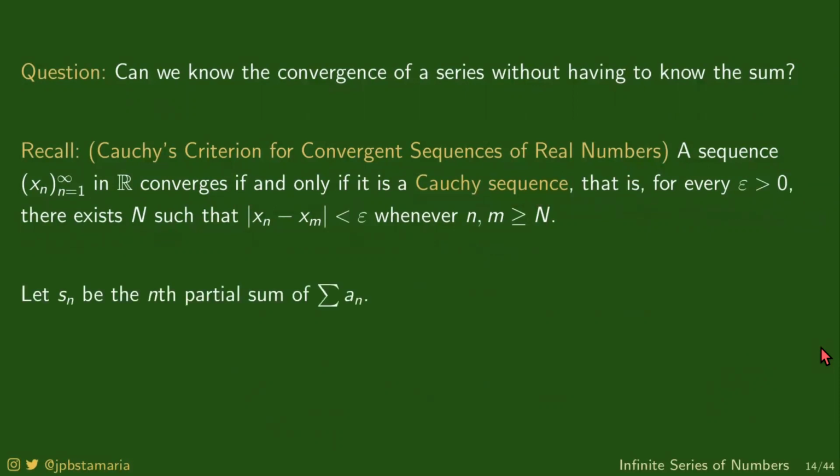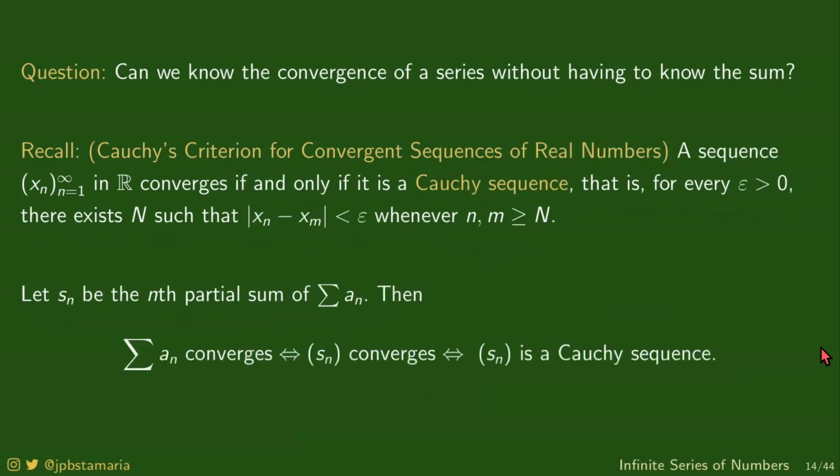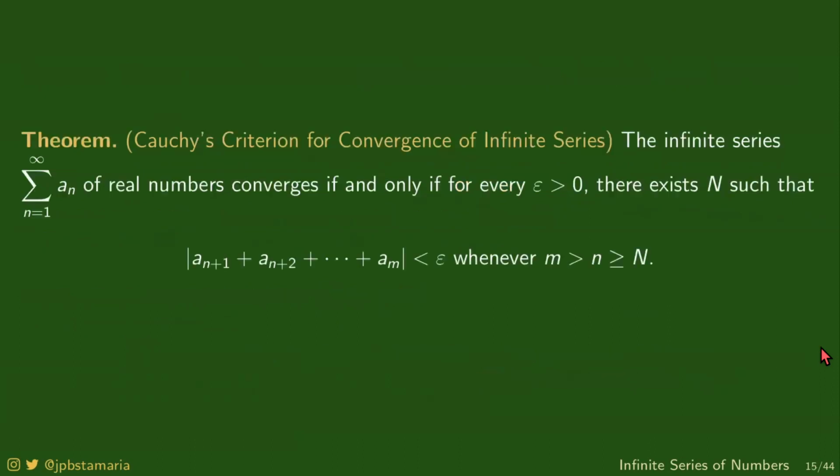So if we now look at the sequence of partial sums of this infinite series, magko-converge ito if and only if this is convergent. And that will converge if and only if the sequence of partial sums is a Cauchy sequence. Now, anong ibig sabihin ang sequence of partial sums ay Cauchy sequence? Ito siya. This is what we call the Cauchy's criterion for convergence of infinite series.